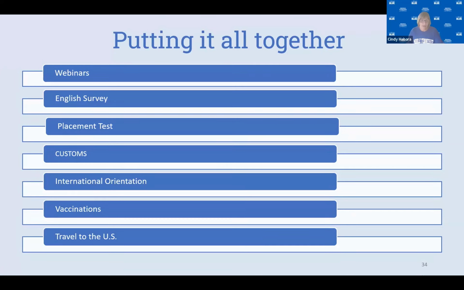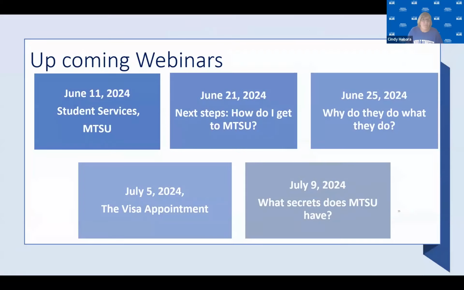This webinar has everything you need to know from your point of getting admitted to what you need to do to be here in August: English survey, placement tests, customs, international orientation, vaccinations, and preparing to travel to the United States, making sure you have all the documents you need to enter the United States.